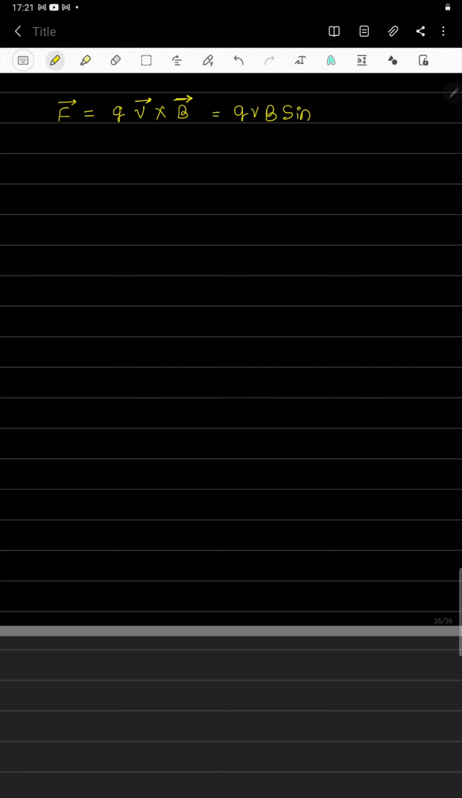If the velocity is perpendicular to the magnetic field, then theta is 90 degrees and this becomes sine 90. So we can write F is equal to Q into VB. This is the expression for the Lorentz force. Now this Lorentz force is responsible for the centripetal force. This Lorentz force is balanced by the centripetal force.